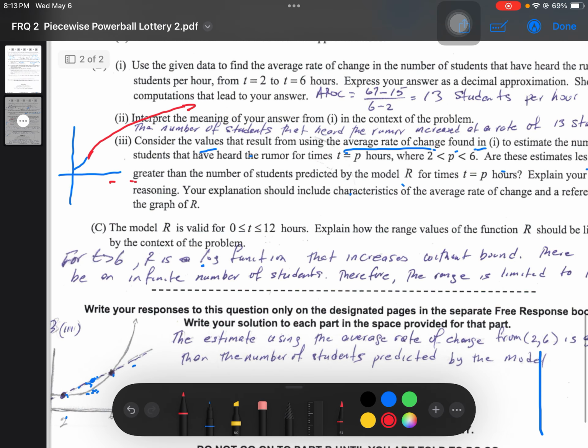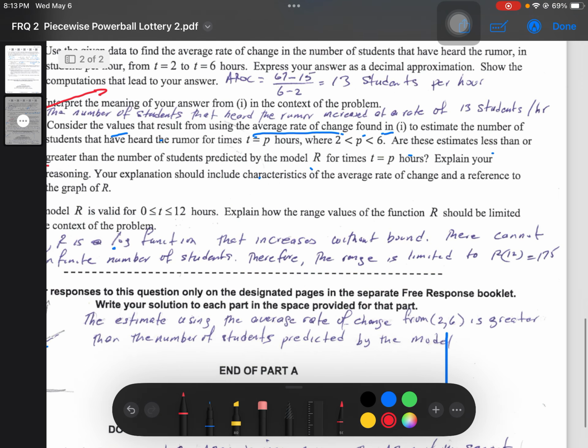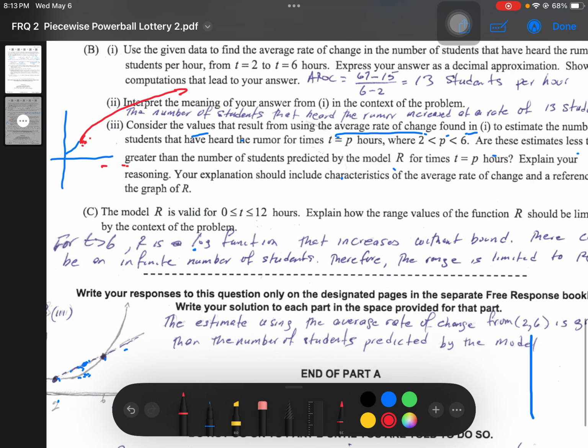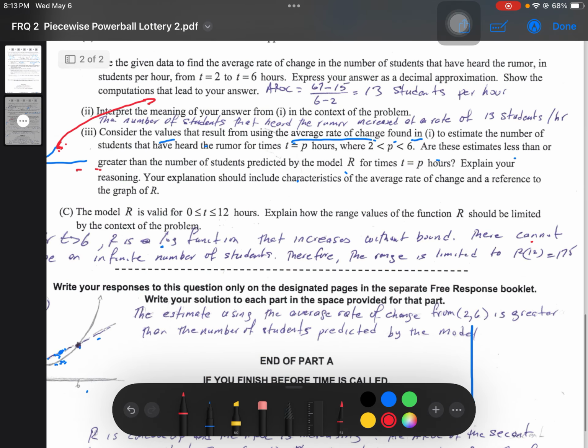So look at my statement. For t greater than 6, R is a log function that increases without bound. I mean, it goes to infinity. There cannot be an infinite number of students. You can't have that, so there must be a finite number. Therefore, the range is limited to R of 12. Why 12? Because they tell you that. That's the domain. So the maximum number of students is R of 12, which is 175.